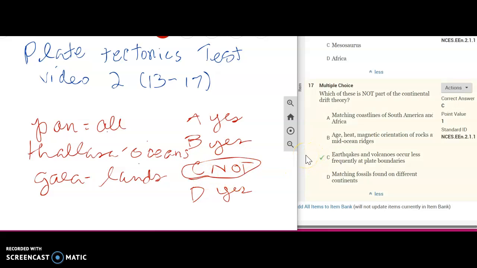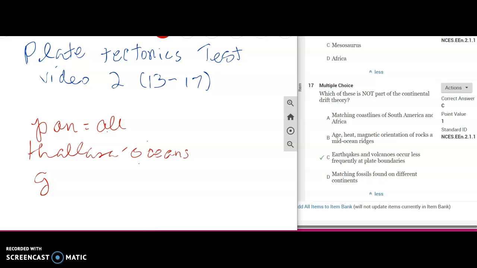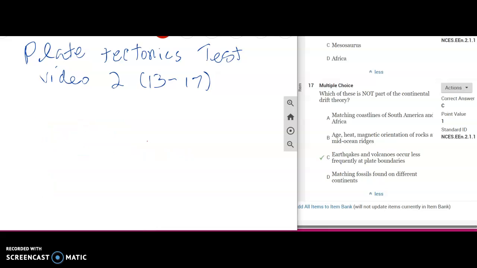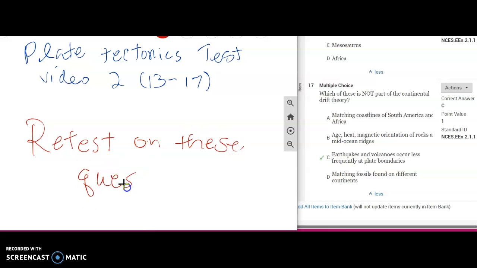So hopefully this helped you on your understanding of what you missed on this test. You can stop these videos, rewind them, replay them, whatever you want to do to make sure you understand each one of the questions. You're also going to have a retest on these questions. So make sure you study these, you know where they are for this retest. Okay? If you have any questions, let me know.